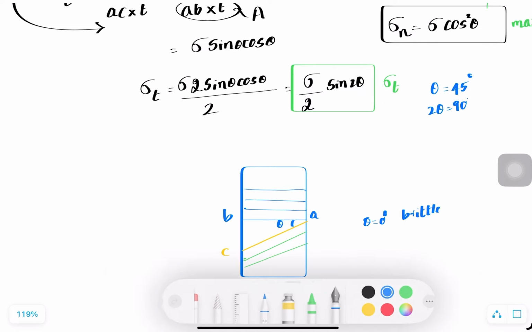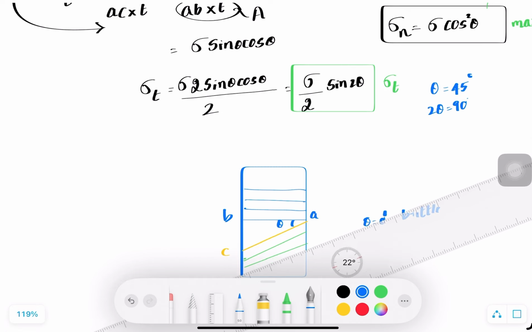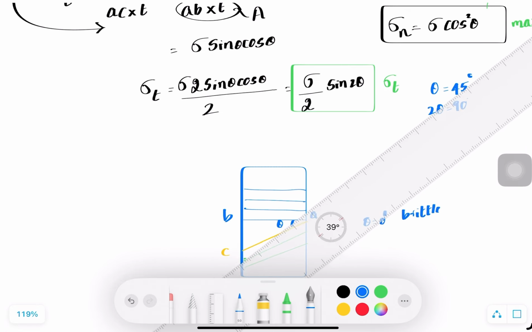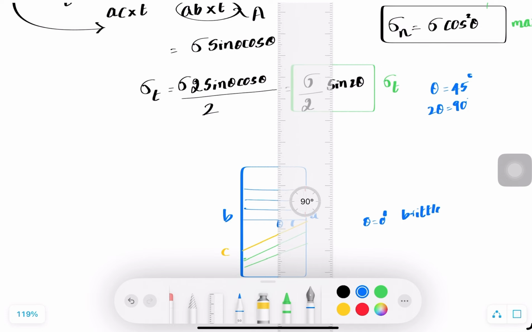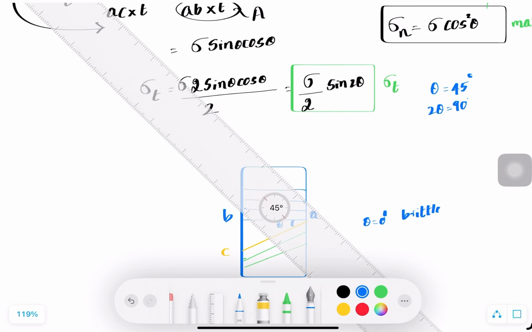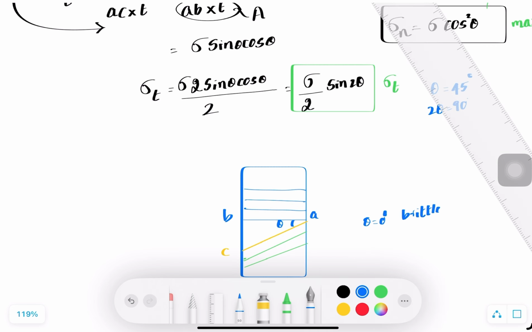So either it is 45 degree like this, or you keep increasing, then it becomes a maximum, and then it reaches 135 degree on the other side. So that plane also experiences the maximum shear. So this is 45 degree, and also 135 degree. The plane goes like this.